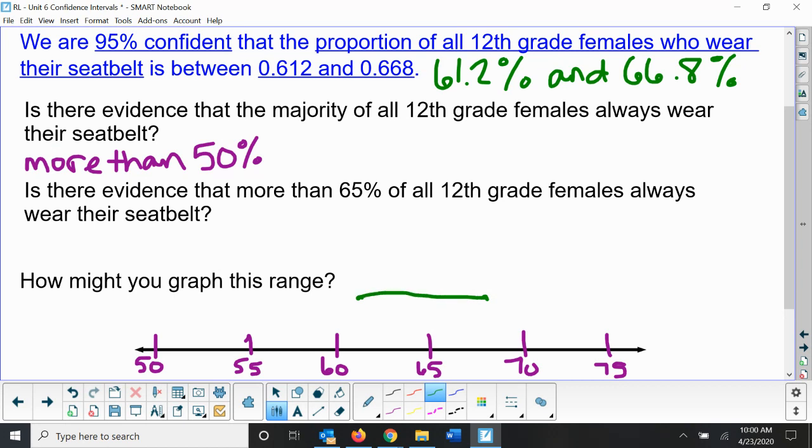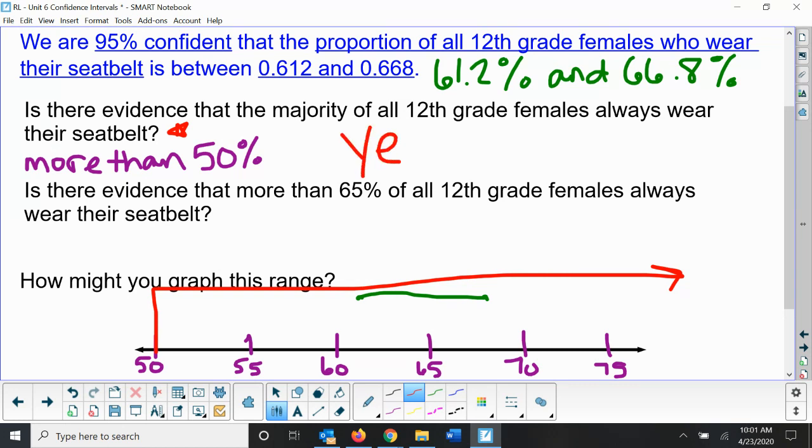So for my first question here, is there evidence that the majority of the 12th grade females wear their seatbelt? Well, that's going to be 50% or more. And so is there evidence of that? Absolutely. So those percentages of students who say they wear their seatbelt is definitely higher than the 50%. And we can see that our prediction for all the students is higher than 50%.